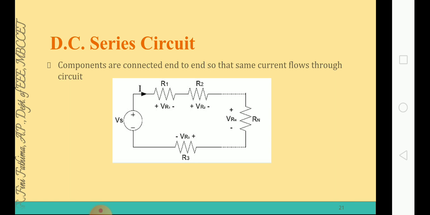But the voltage is different. In the circuit we have a voltage source Vs and resistors up to Rn. The voltage drops across the resistors, VR1, VR2, VR3, are all different, but the same current flows through R1, R2, R3, up to Rn. What is the voltage drop across R1? VR1 is equal to I into R1. The voltage drop across R2, VR2, is equal to I into R2. The voltage drop across Rn, which we denote as VRn, is equal to I into Rn. Since the resistance values are different, even though the current is the same, the voltage drops across different elements in a series circuit will be different.